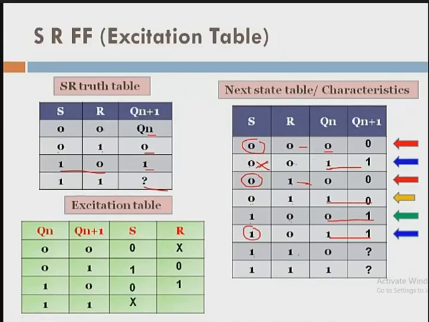Now check the value of R. In both cases it is 0 and 0. So write down the value of your R. So this is the final excitation table of your SR flip-flop. We are designing the excitation table with the help of the characteristic table, and the characteristic table is designed with the help of the respective flip-flop truth table. In this way you can design the excitation table of any flip-flop.